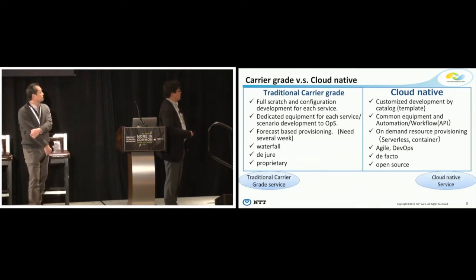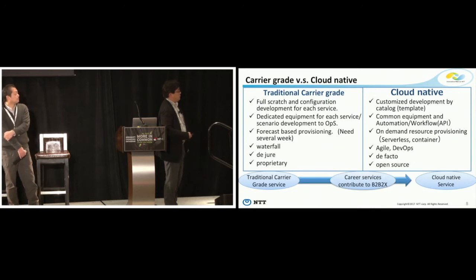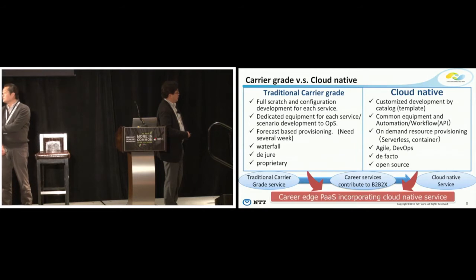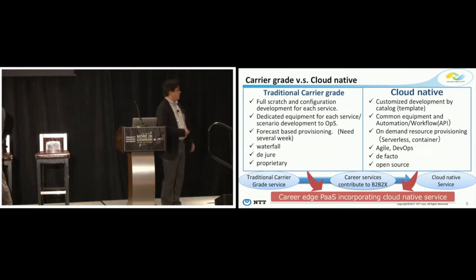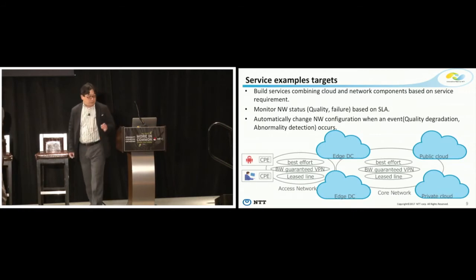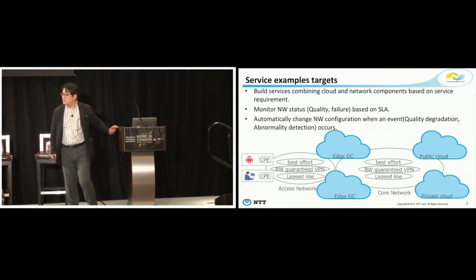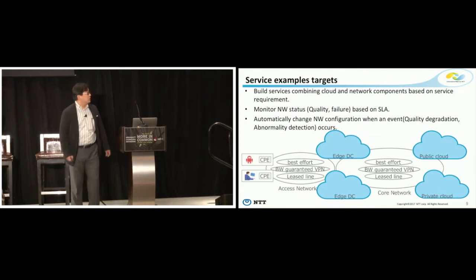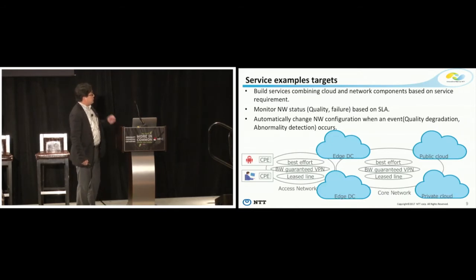I think these cloud-native features are very attractive, so we decided to incorporate these features on top of our carrier edge PaaS. This slide shows service example targets. We want to build services combining cloud components and network components.